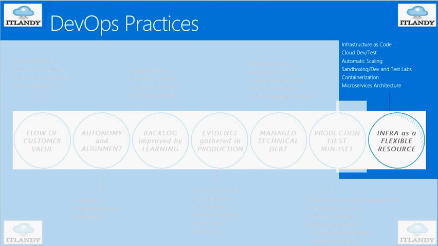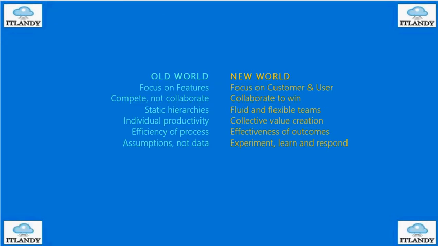Now, what does that mean for us? Old world, new world. The old world focuses on features, competing, not collaborating, static hierarchies, individual productivity, efficiency of process, assumption, and no data. The new world focuses on customers, users, collaboration, fluid and flexible teams, collective value, creativity, experiment, learn, respond, and improve.